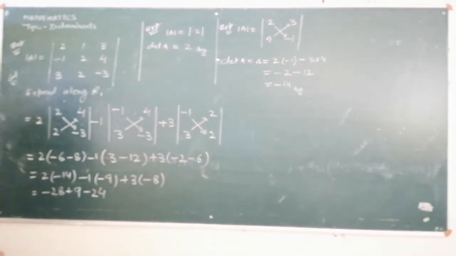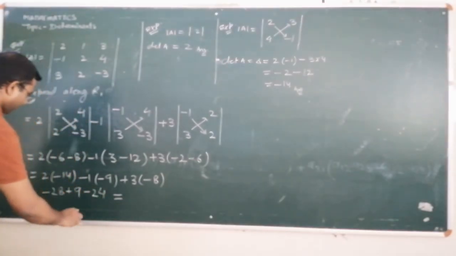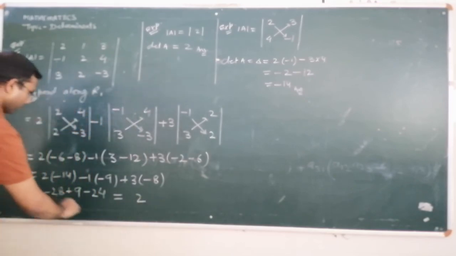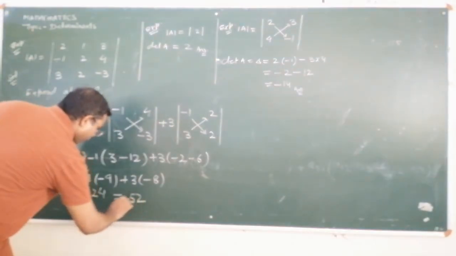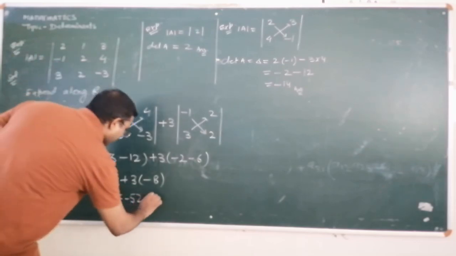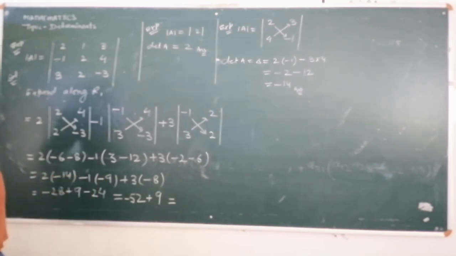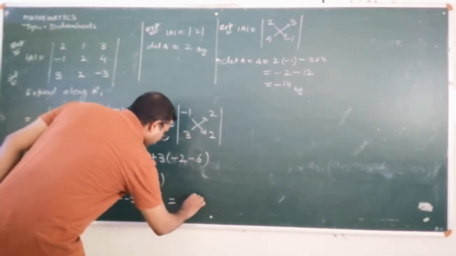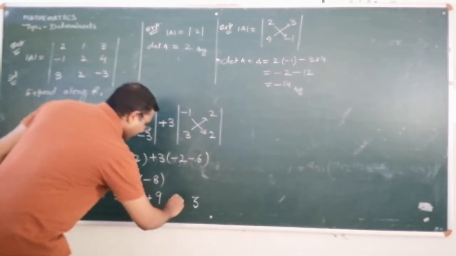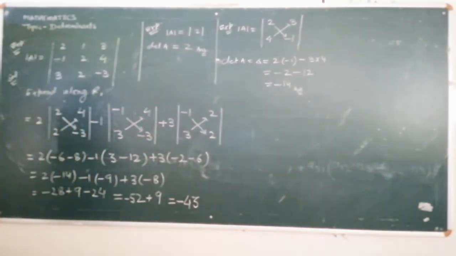So dear student, how much can we solve from here? Negative 52, because if you add 28 and 24, it becomes 52, and then plus 9. So if you subtract plus 9 from this, then 12 minus 9 you will do, it is 3, and it is here 4. So minus 43, this is the value of this determinant.